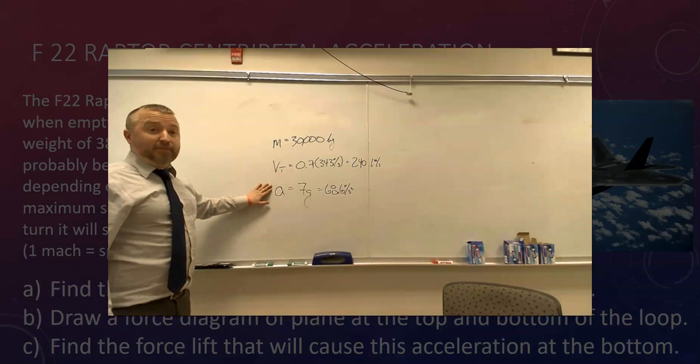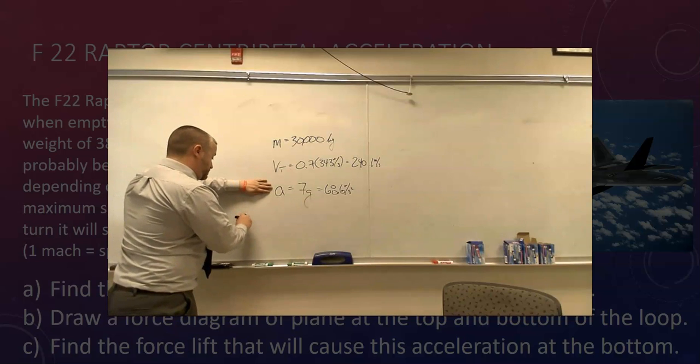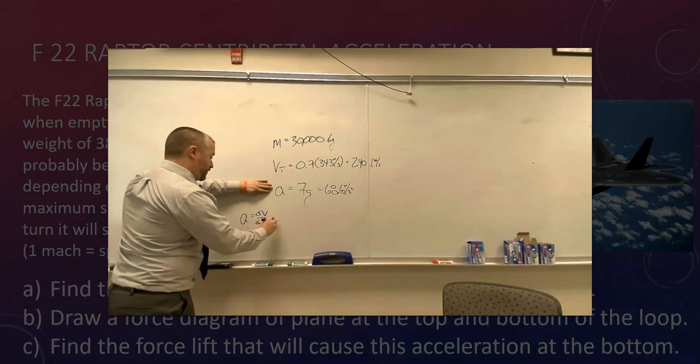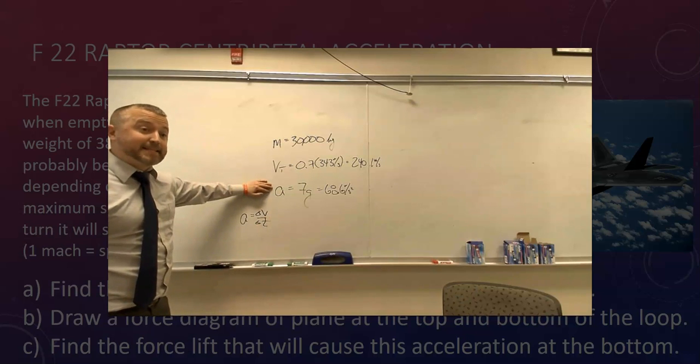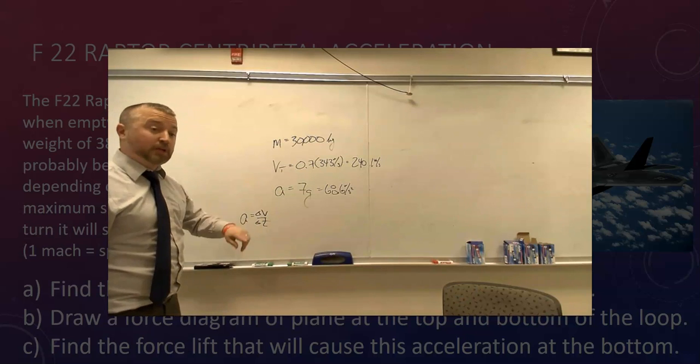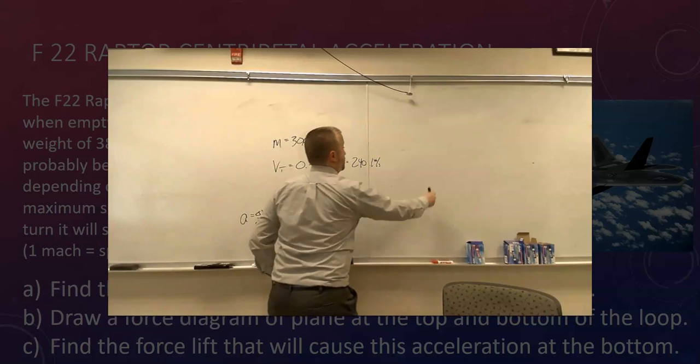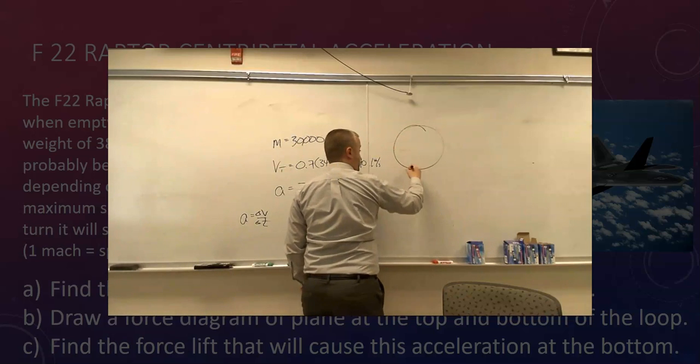All right. So since we have acceleration, we know how much change in velocity over change in time we're going to get. And since that is specifically centripetal, since it says we're going in a turn, let's go ahead and draw a picture here. And we're going in, I believe, a vertical turn.